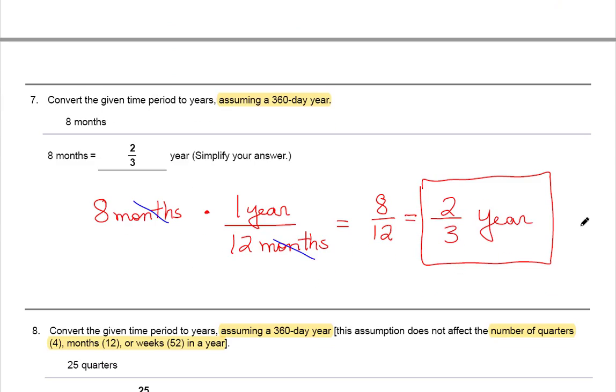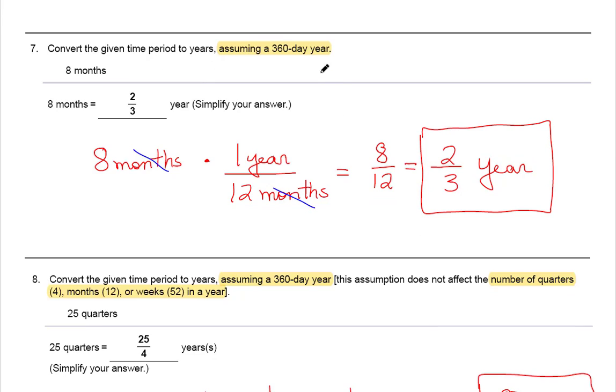All right, question 7. Again, they tell us to assume 360 days. But in this case, it doesn't matter because we have months. So 8 months. So what's the relationship between years and months? Well, 1 year is 12 months. Months cancel. I get 8 over 12. I can take a 4 into the top and the bottom, and I get 2/3 of a year.